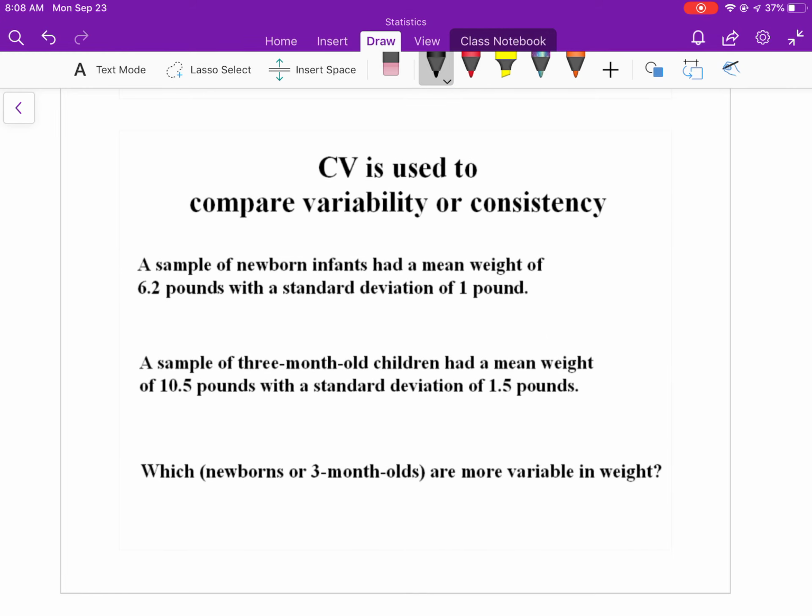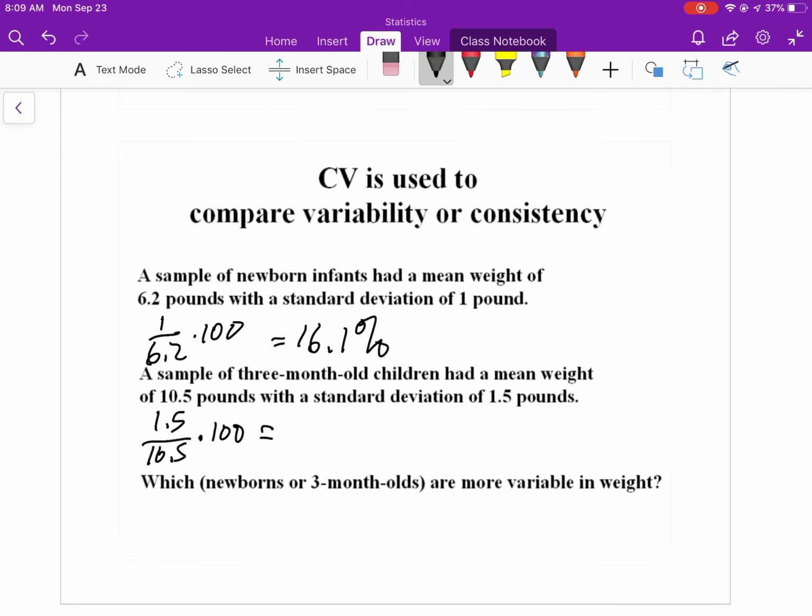So if I have a sample of infants with a mean weight of 6.2 pounds and a standard deviation of 1 pound, I'll go 1 over 6.2 times 100. So 1 divided by 6.2, and I get 16.1%. Okay, my other standard deviation of 1.5 in this 3-month sample over 10.5, and then multiply that by 100 and get 14.3%. If I rounded to the nearest 10th, I should have been to the 100th, but whatever.